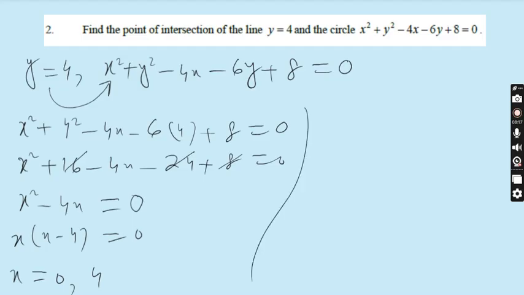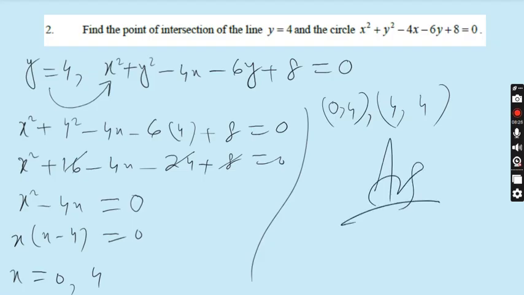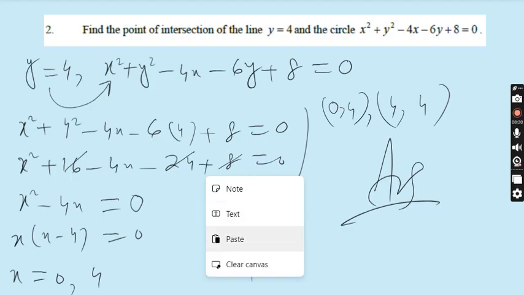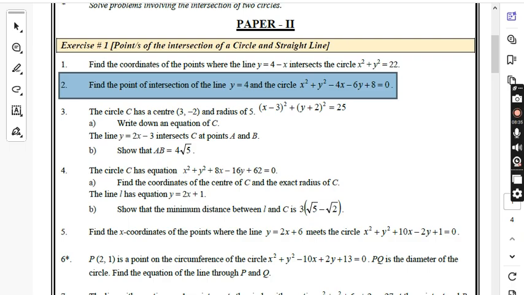So when the value of x is 0, then y is 4, and when the value of x is 4, y is also 4. So this is our answer. Very easy question, but important. Move to question number 3.